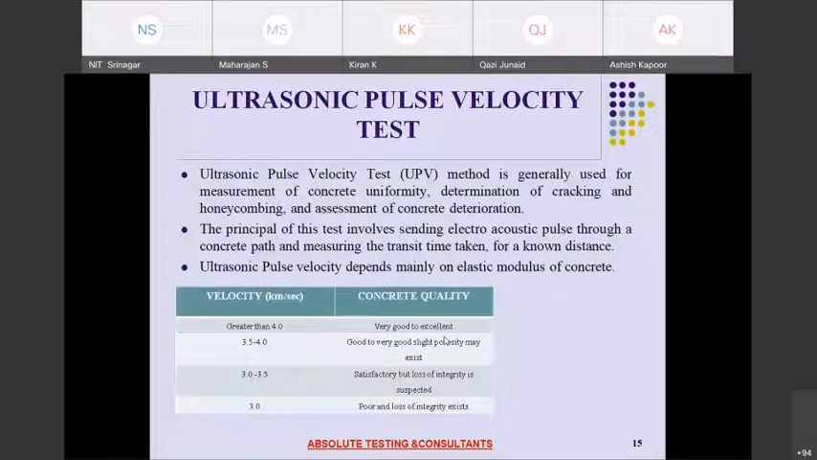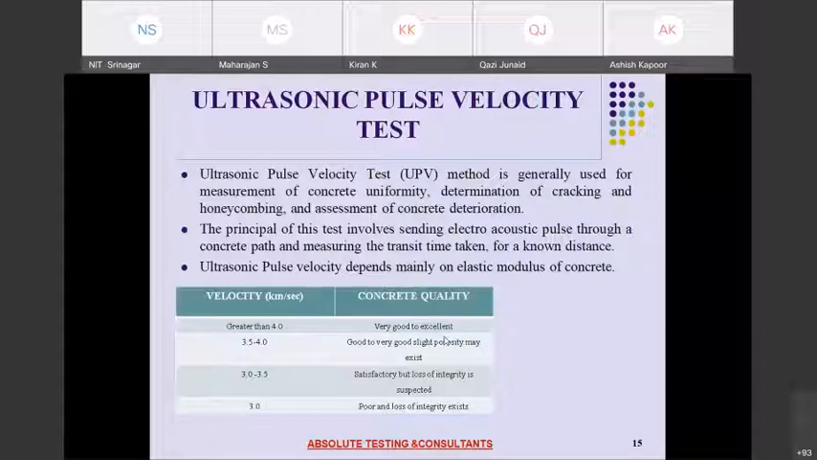Greater than 4 km per second is excellent quality of concrete. 3.5 to 4 is very good concrete. 3 to 3.5 is a medium type of concrete, and below 3 it is poor or loss of integration, or we can call it poor, doubtful concrete.